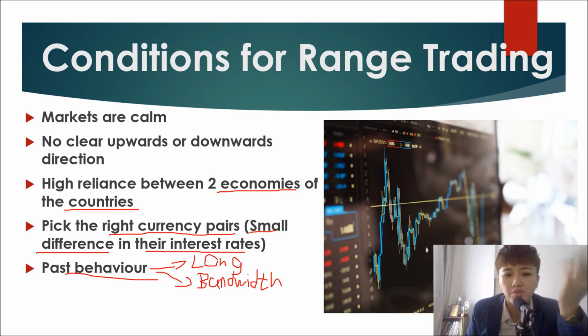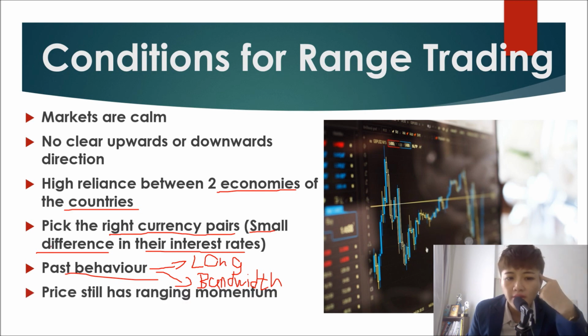Because different currencies would have different bandwidth. Different currencies will also have different ranging durations. Some currencies would range longer, some currencies would range for a while only before it breaks out, okay? And also make sure that the price still has ranging momentum while you're in a range trade, okay? You don't want it to do a breakout all of a sudden.